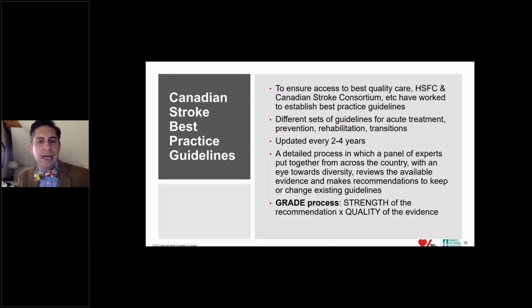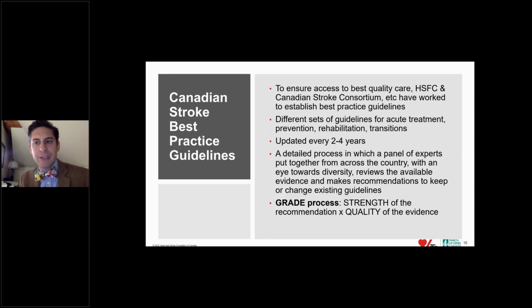Another layer of things that we are fortunate to have in Canada that allows us to ensure access to best quality care for patients afflicted by stroke is the Heart and Stroke Foundation support of Canadian Stroke Best Practice Guidelines. So this is a document that we update every 2, 3, or 4 years that sets out the standards of what stroke care should be. And developing from the original version of one document that tried to cover acute and prevention and rehabilitation, we now have multiple different modules that are constantly being updated. And as you heard, the 7th edition of the acute stroke module will be coming out very shortly.